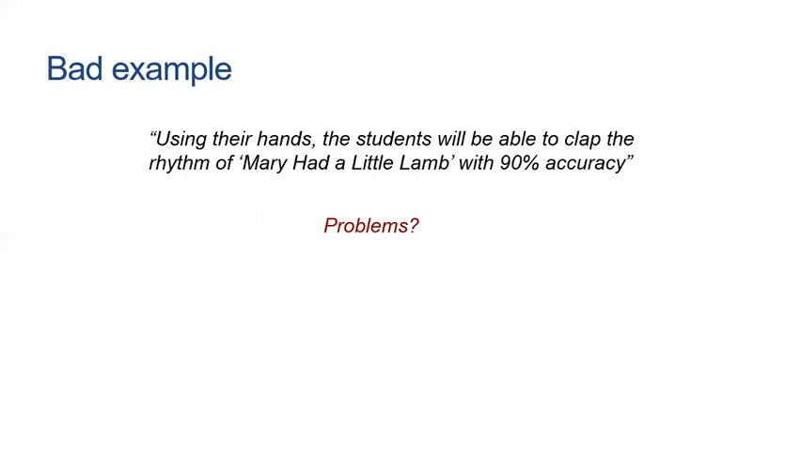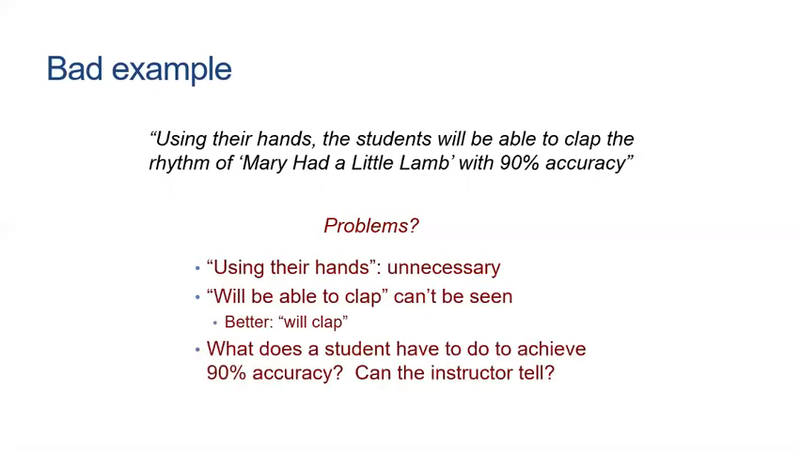So let's think about the problems with this learning outcome. On the surface, it seems okay. It's like, yeah, we want students to learn how to clap Mary Had a Little Lamb. But what might be wrong with it? So here are some of the problems. Using their hands, that's a little kind of, how else are you going to clap? I don't know. Maybe you could stomp your feet, but it's unnecessary. And I want you to be thinking about this example when you're constructing your own learning outcomes.